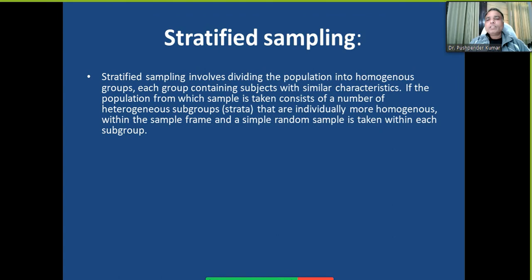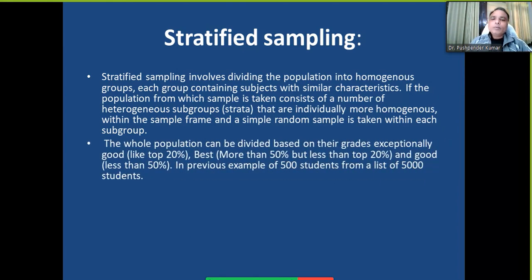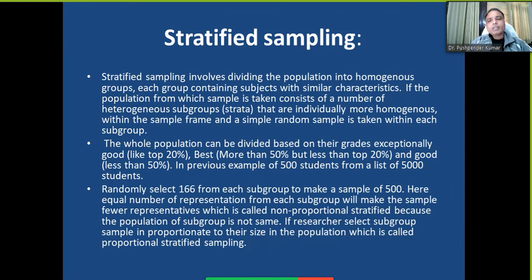The population from which the sample is taken consists of a number of heterogeneous groups. So here we have strata of upper caste, middle caste and lower caste. So we have subgroups on the basis of caste in a village. The whole population can also be divided based on grade. Here we have another example: grade exceptionally good, best and good. So this may be another dimension or criterion. Randomly select 166 from each subgroup to make a sample of 500.